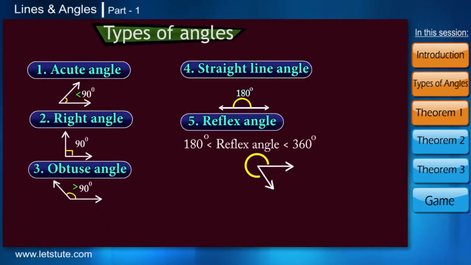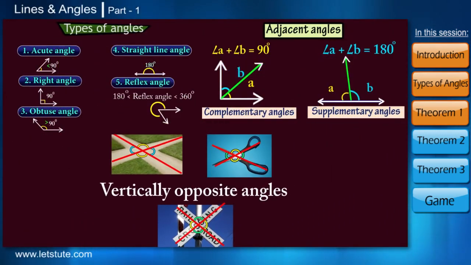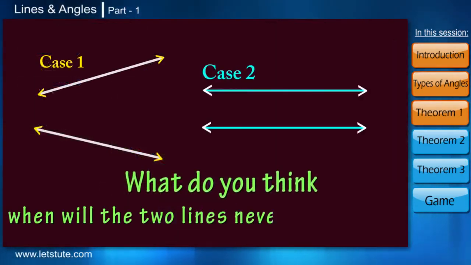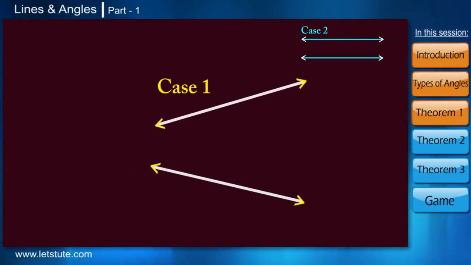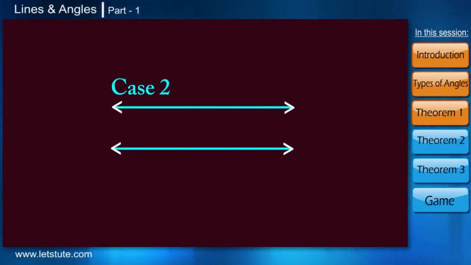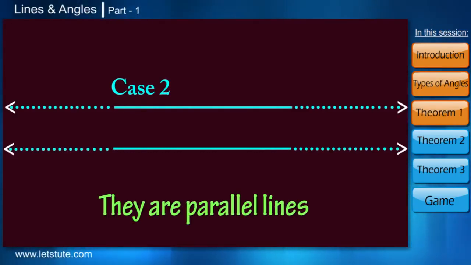Till now we have learned that there are various types of angles, and we know that the angles can be formed only if the lines are intersecting. But what do you think? When will two lines never intersect? Well, in case 1, if we extend these lines, they will eventually meet at some point. But in case 2, these lines will never intersect because they are parallel lines.